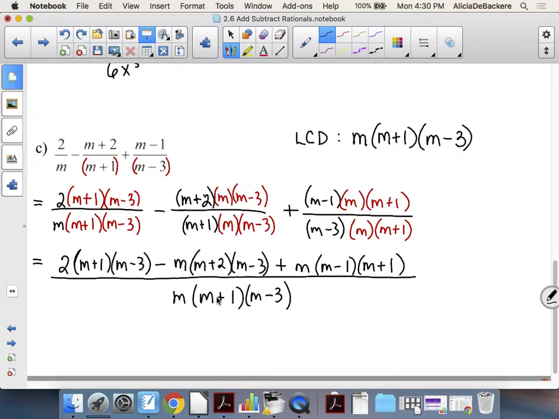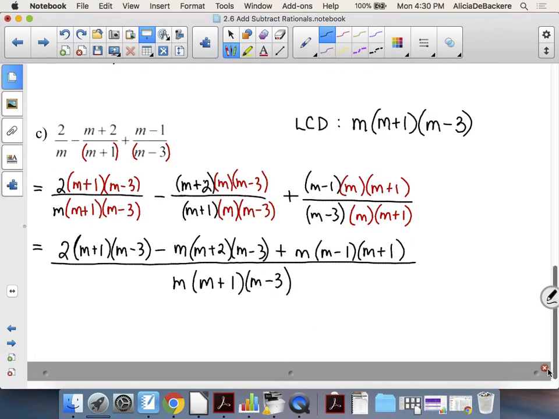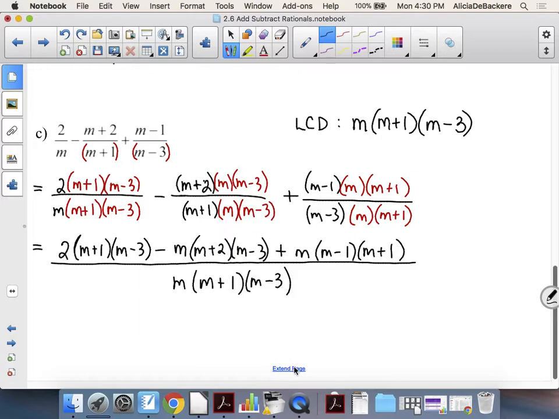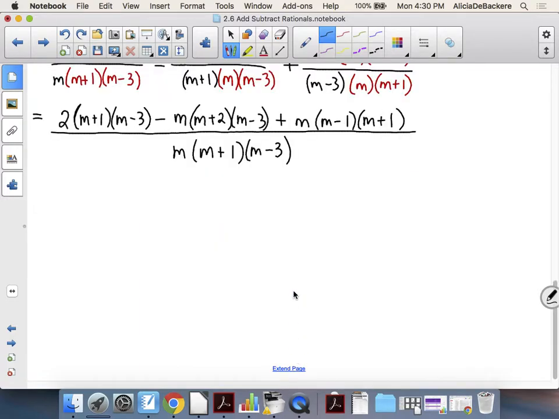Now I'm going to try to simplify this numerator to see if there's any way for me to get this down a little bit smaller or simpler. So I'm going to leave the 2 out front of the first term, and I'm just going to multiply m plus 1 times m minus 3. Now, as I did that, I also collected those 2 middle terms. I had 4 terms. I had a plus 1m and a minus 3m, and I added those together.